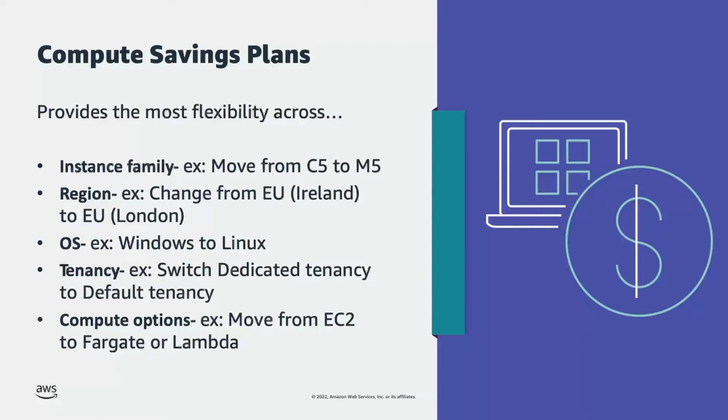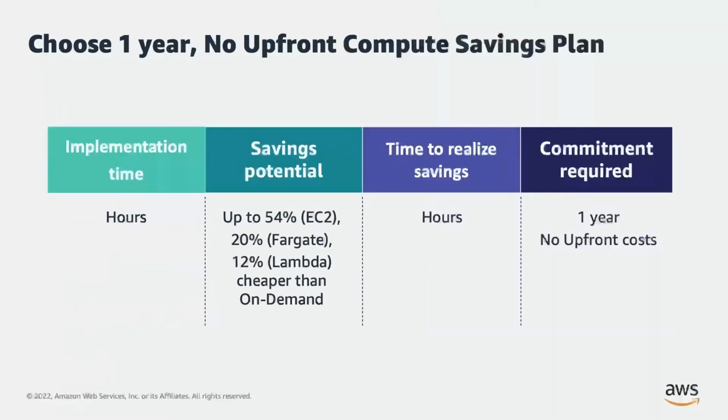Our recommendation is to start with a, let's say, 1 year no upfront compute savings plan, and it takes hours to implement. Compared to on-demand prices, it provides up to 54% discount, and the savings can be realized within hours of purchase. This definitely requires a 1 year commitment, but the break-even point is typically between 7 to 9 months.